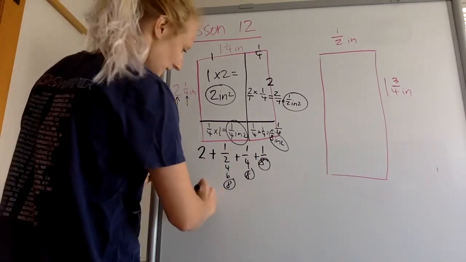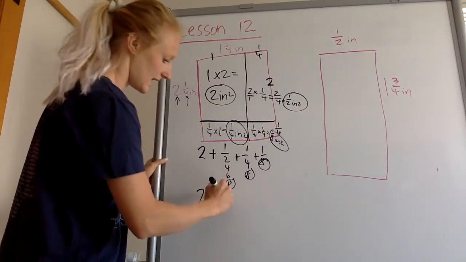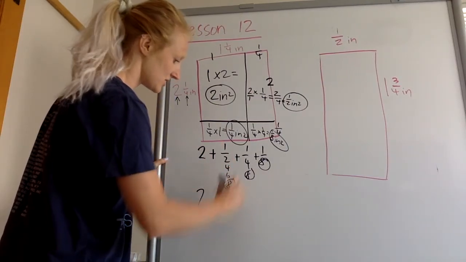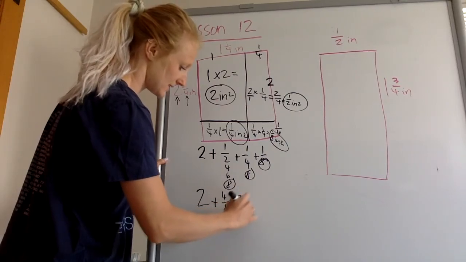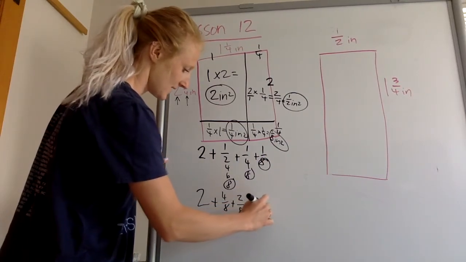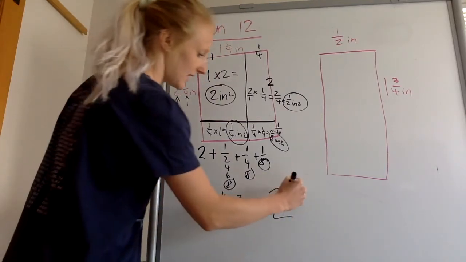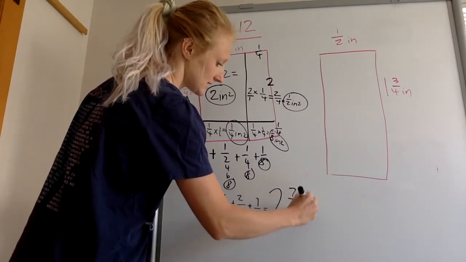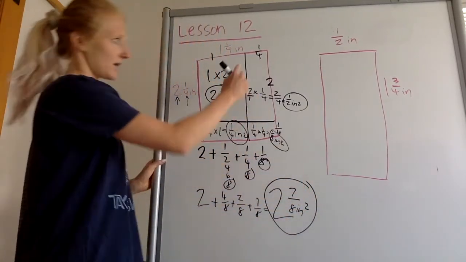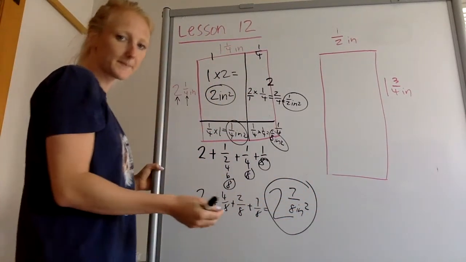So I'm going to keep the whole number the same. I'm going to change 1/2 into 4/8. I'm going to change 1/4 into 2/8. And I'm going to keep 1/8 the same. And then I get 2 and 4, 5, 6, 7/8 inches squared as my final area for the entire rectangle.